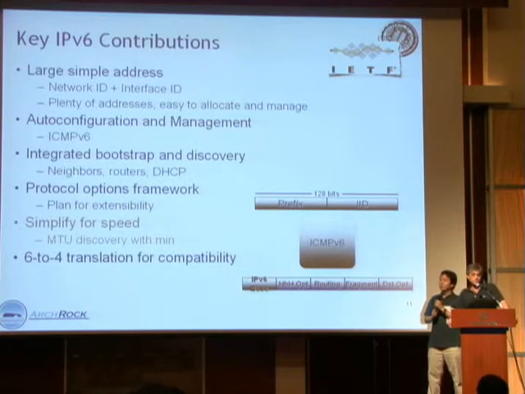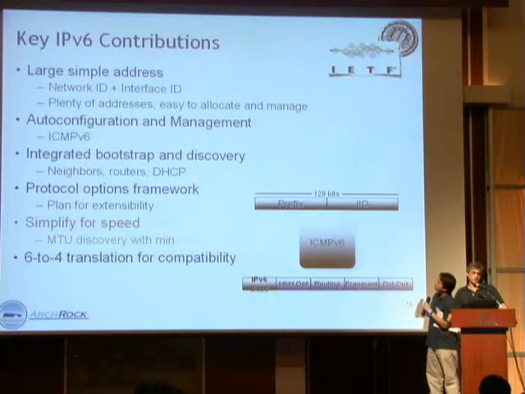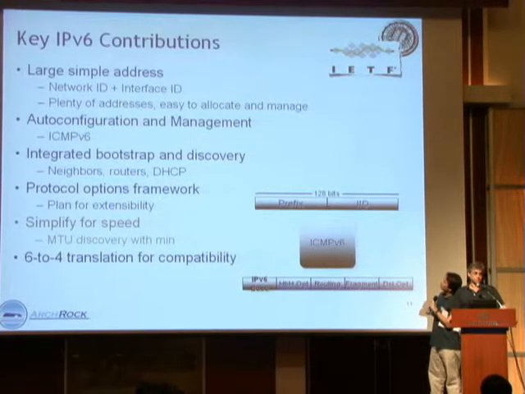The third, IPv6, started 15 years ago, has solved many of the problems for a very large number of small devices. A large address space, automatic configuration and management, bootstrapping, and it built options in so the network protocols could evolve. And we'll use those options now for low power, multi-hop, wireless mesh protocols.